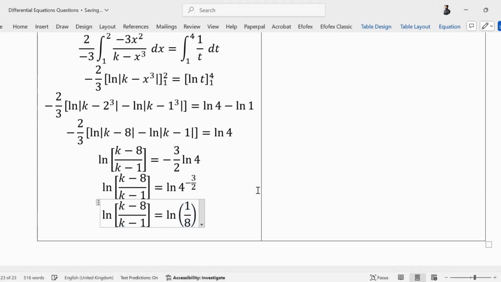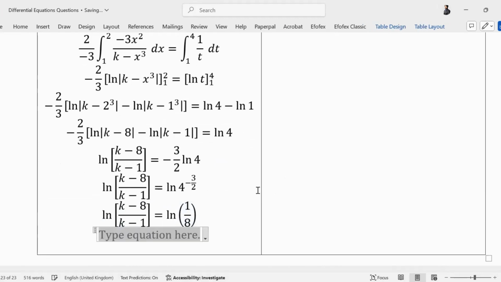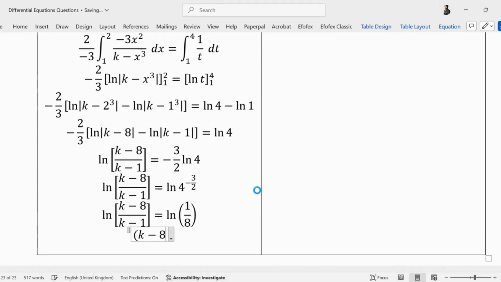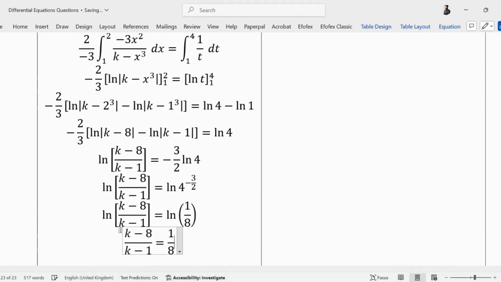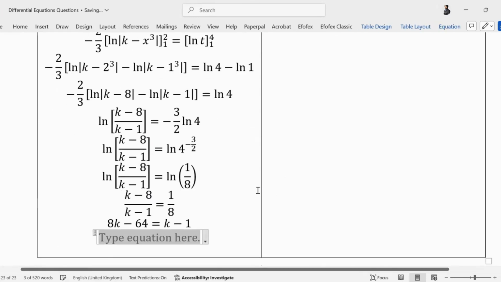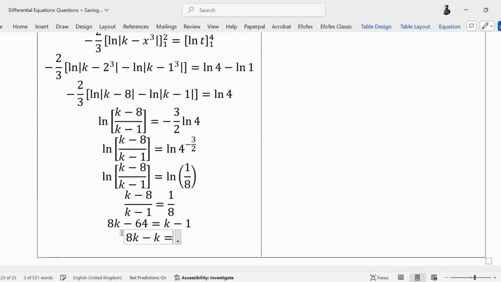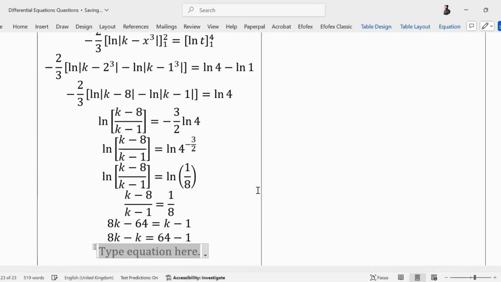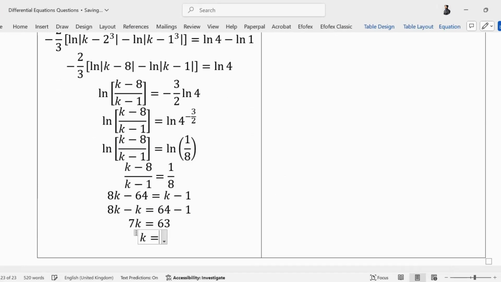Now both are single logs with single inputs. I can simply equate their inputs. I can say that (k minus 8) upon (k minus 1) is basically equal to 1 over 8. I'll cross multiply: 8k minus 64 is k minus 1. 8k minus k is 64 minus 1. 7k is 63. And the value of k is 9.